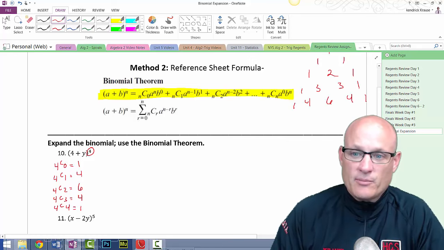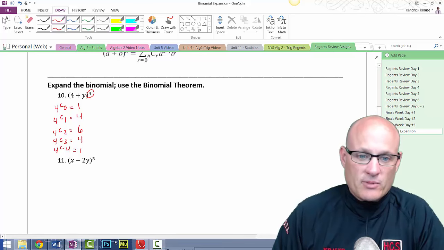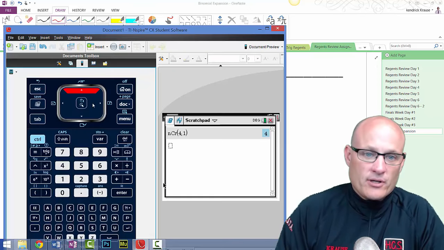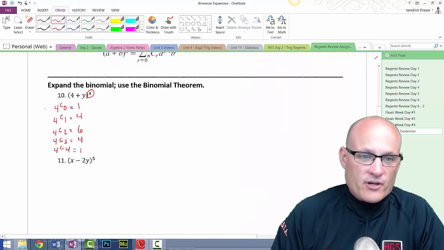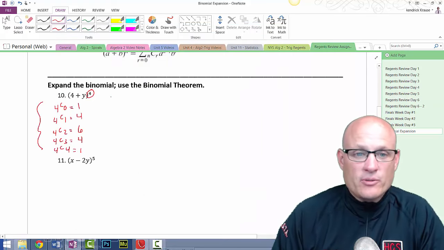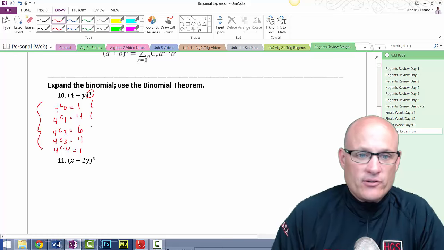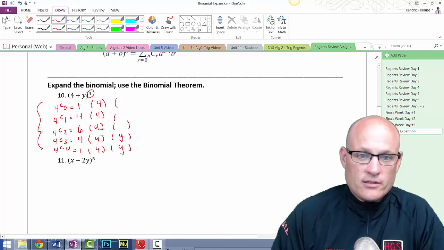If you don't believe me about that 6, I'll come back to my calculator. Just hit the up arrow, enter, and change that 4 to a 2. And I get 6. So this is a very fast way to get to any row using Pascal's triangle. Then I just put parentheses next to each one of these. 4, 4, 4, 4, and 4. In the second set of parentheses goes the next number. In this case, it's y, y, y.